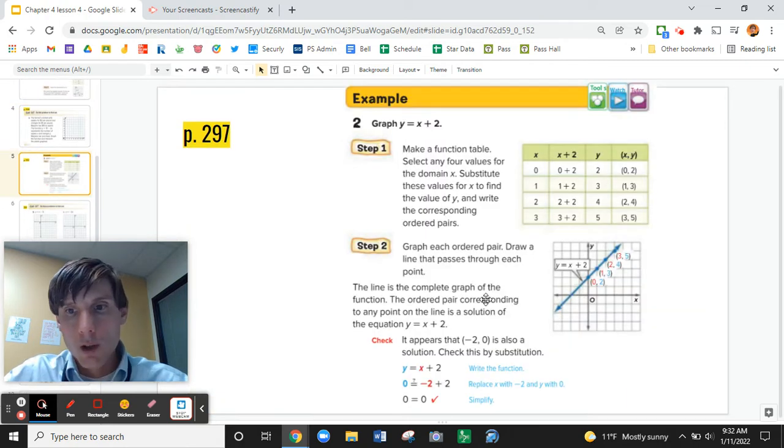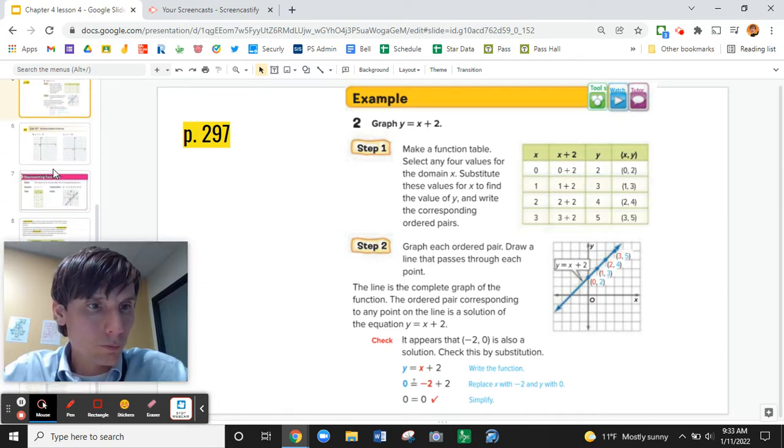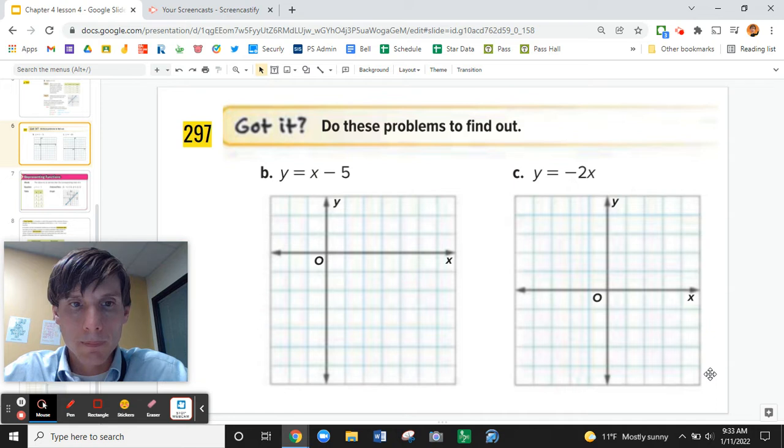Okay. So this is just another example of the same concept. We've got to graph y equals x plus 2. So we have our equation, x plus 2. We plug in our 0: 0 plus 2 is 2. Our coordinate is 0, 2. Then 1, 1 plus 2 is 3. So our coordinate is 1, 3. Okay, and then etc. We graph it, plot it like so. All right, look at another one here.